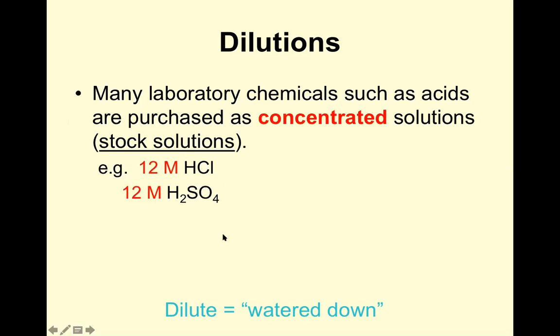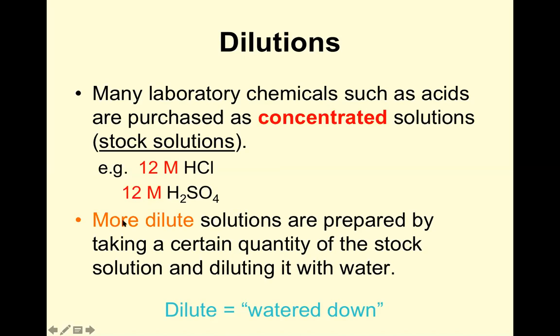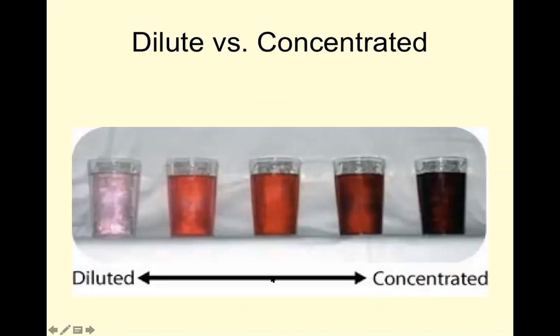Obviously, we don't want to put that out in the actual lab because it's just way too strong to be used for everyday purposes. So what your chemistry teacher does is they take the very concentrated solution or the very concentrated acids or other mixtures, and basically we water them down. So more dilute or watered down solutions are prepared by taking a certain amount of the stock solution and diluting it with purified water. We want the purified water to make sure it's not contaminated with anything.